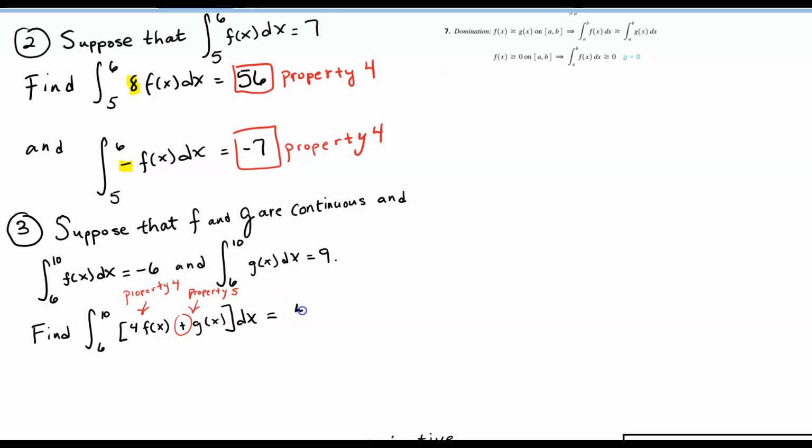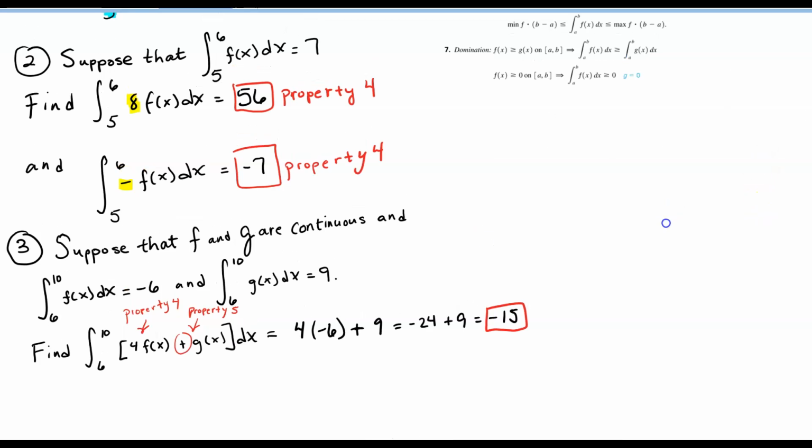We're going to say 4 times the integral of f from 6 to 10, which was negative 6, plus the integral from 6 to 10 of g, which was 9. So 4 times negative 6 plus 9 gives us negative 24 plus 9, which is negative 15, our final answer. So some really nice and simple problems here.